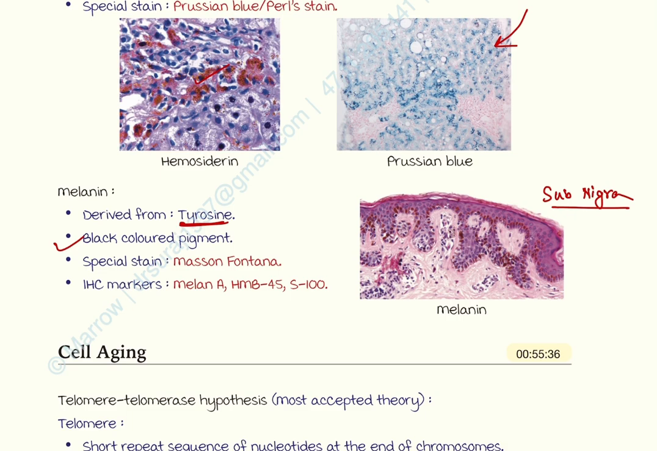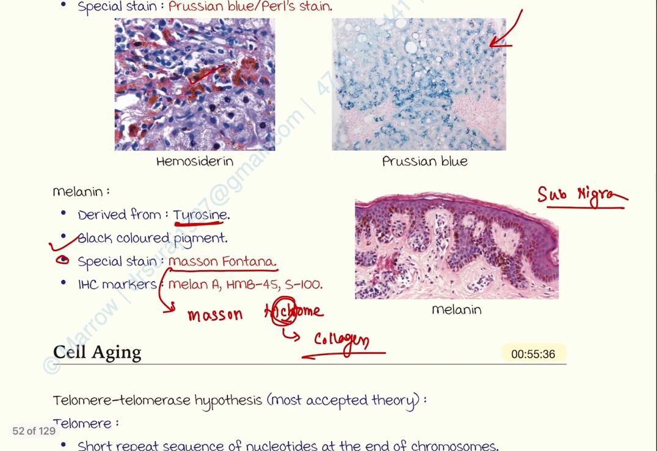What is the special stain that is used for melanin? Masson's Fontana, very important. That is the special stain that is used for melanin. There is another stain known by Masson also, that is Masson's trichrome. Please remember, this is for collagen, it's not for melanin, okay, it's for collagen. Fontana is for melanin.